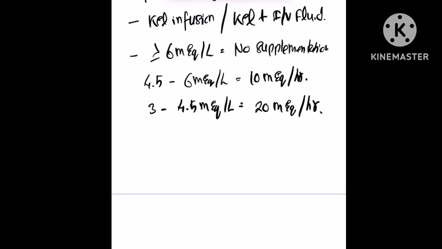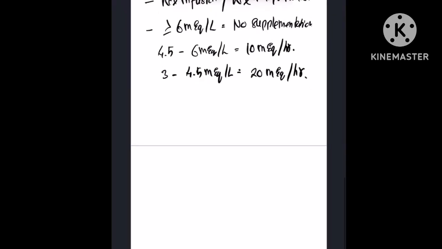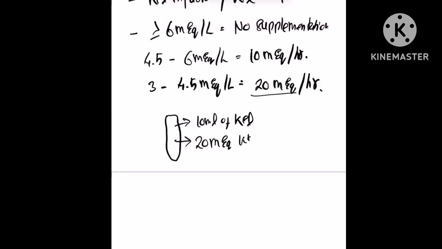Now, for your knowledge, the vials of potassium that are available in the wards usually contain 10 ml of potassium chloride, and this 10 ml contains 20 milliequivalent of potassium. So when I say 20 milliequivalent per hour, it means that 10 ml of the standard potassium chloride solution has to be given in 1 hour.